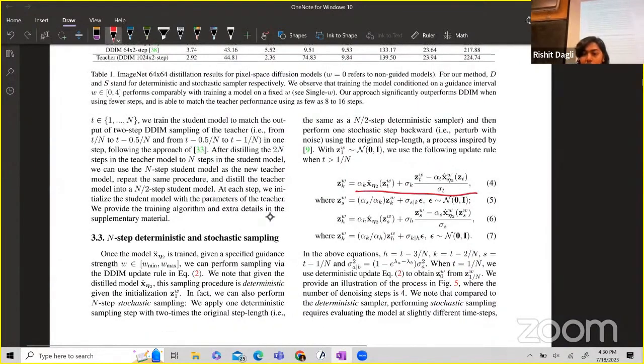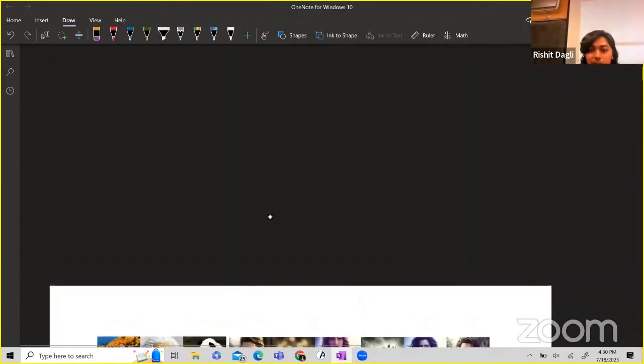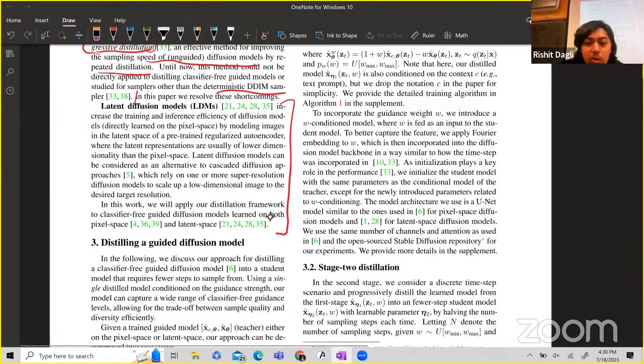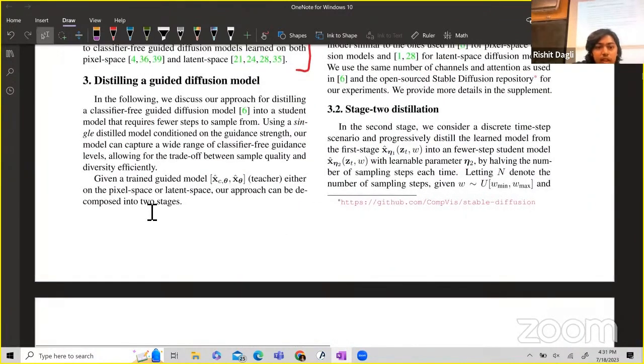This one actually looks really close to what DDIMs do. Okay, wait, let's see that. Okay. So that's about their method section. So I guess let's go through their method section. And this is they discuss their approach. Okay, I get that. So they have a single distilled model conditioned on the guidance strength.